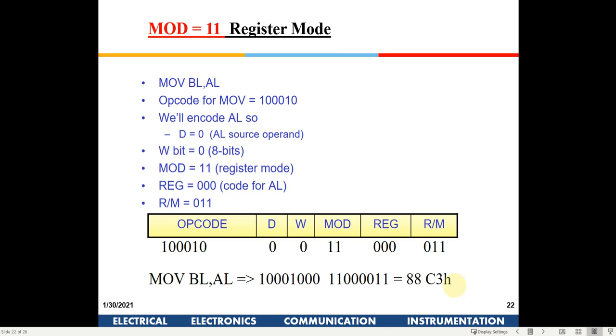Abhinav had a question. Sir, why is RM BL? This is BL because direction is 0. 0 means from register to RM. So here we have to fill BL, which is the destination. If I write D is equal to 1, it will be from RM to register, then it will be 0, 1, 1 here and 0, 0 here. Is it clear, Abhinav? Is it clear to all of you? It's pretty simple, right? If you have any doubts, just ask me. So let us go to the next mode.